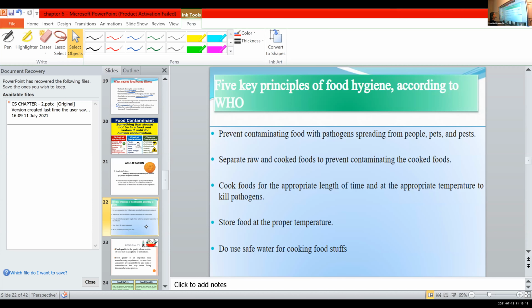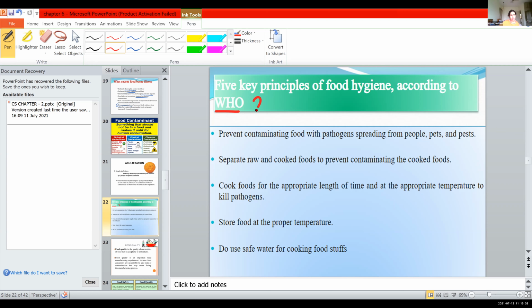These are the 5 key principles of food hygiene according to WHO. Who is this WHO, Meghna? World Health Organization. So these are the 5 steps or 5 principles they use to prevent food contamination or to improve the food hygiene.